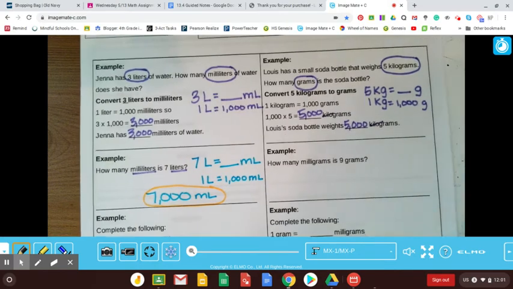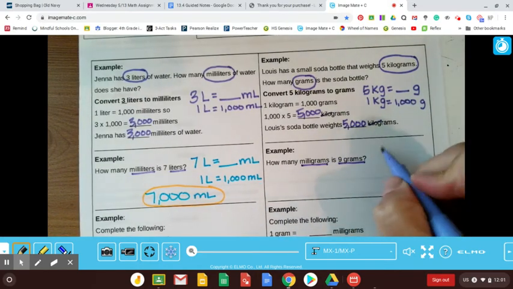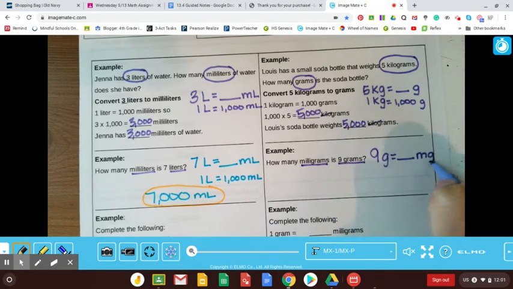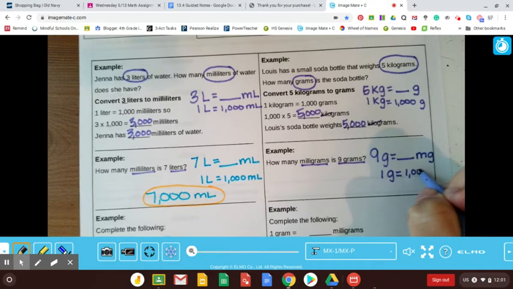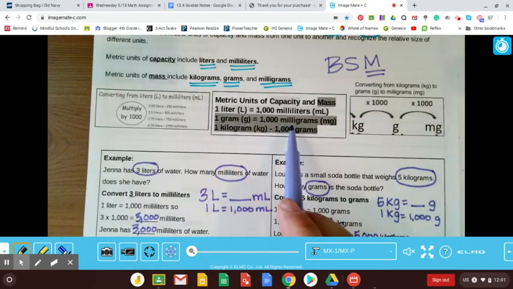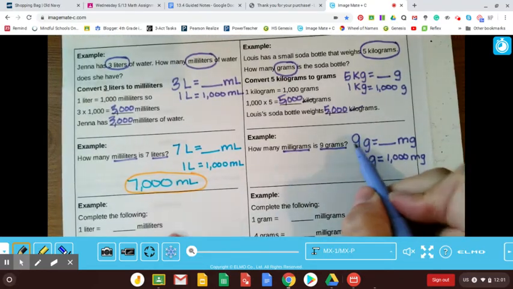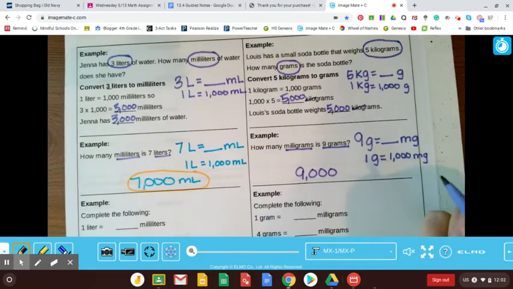How about this one? How many milligrams is 9 grams? So 9 grams equals blank milligrams. Going from a bigger to a smaller unit, so we multiply. In 1 gram, we have 1,000 milligrams. Don't believe me? Take a look up here. 1 gram is 1,000 milligrams. So we're going to multiply by 1,000. 9 times 1,000 is 9,000.